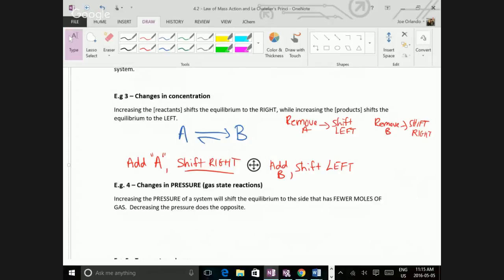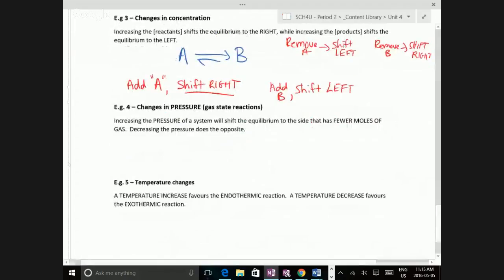Now I want to look at another example. We've been talking about aqueous solutions. What if I had some reaction where 2A reacts with 4 of B to make 3 of C? And these are all gases.